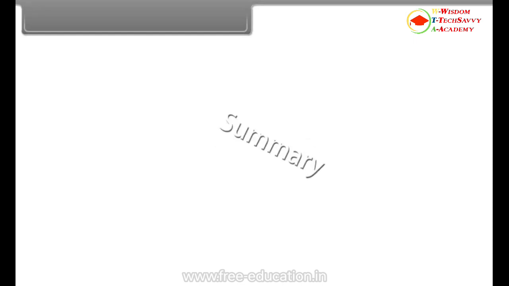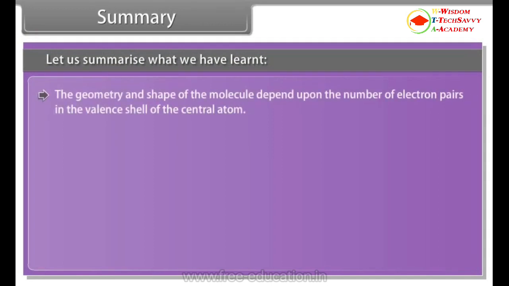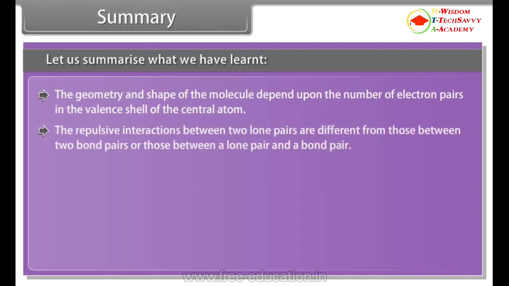Summary. Let us summarize what we have learned. The geometry and shape of the molecule depend upon the number of electron pairs in the valence shell of the central atom. The repulsive interactions between two lone pairs are different from those between two bond pairs or those between one lone pair and a bond pair.